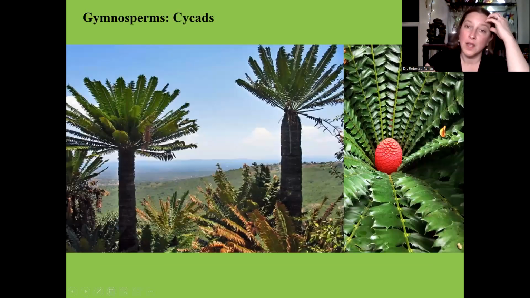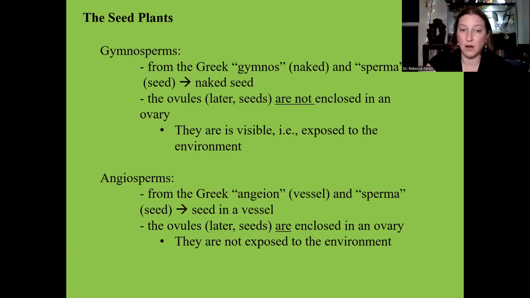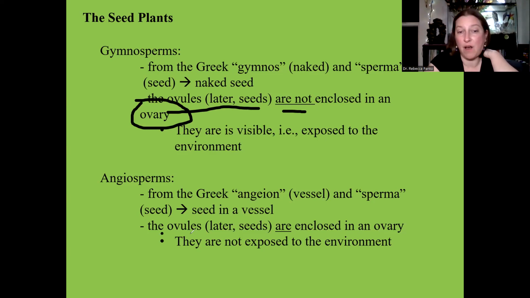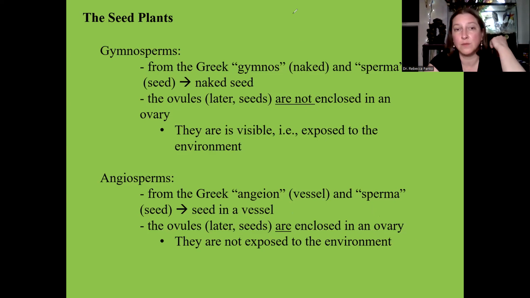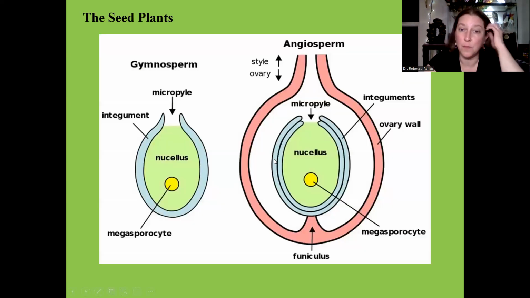Oh, yeah. So I'm talking here on this slide about this word ovary, right? Naked seeds or gymnosperms have ovules and later seeds that are not enclosed in an ovary, whereas angiosperms have ovules and later seeds that are enclosed in an ovary. So just so you can see that on a drawing, here you go.